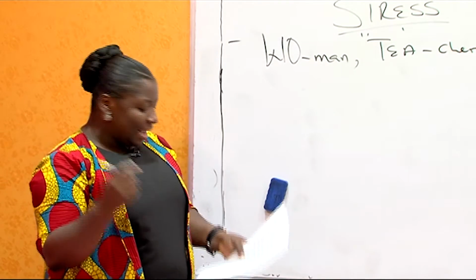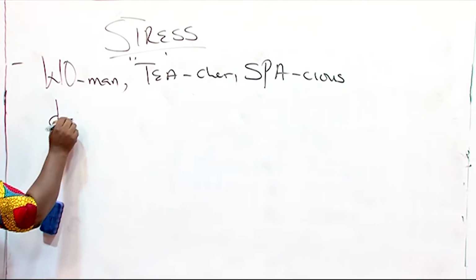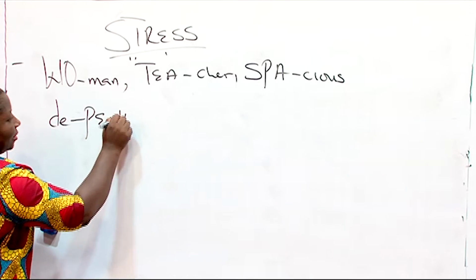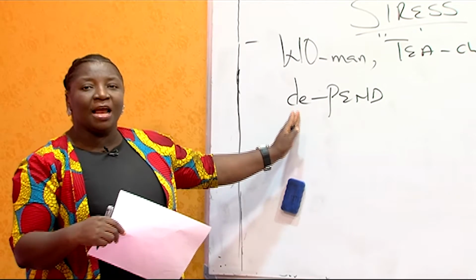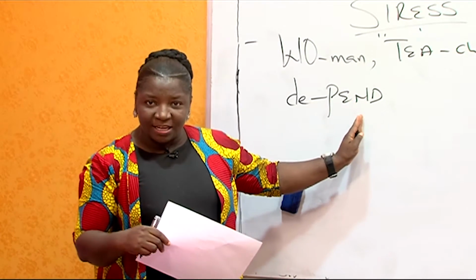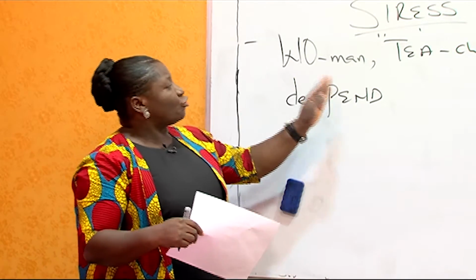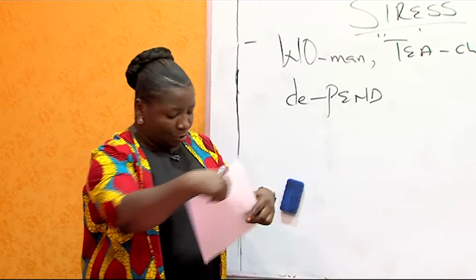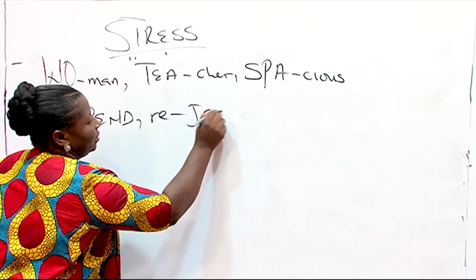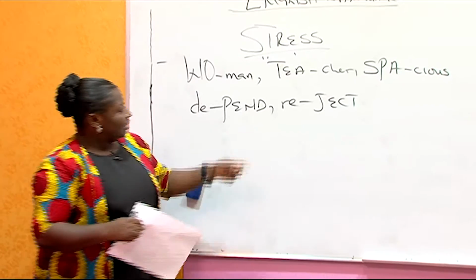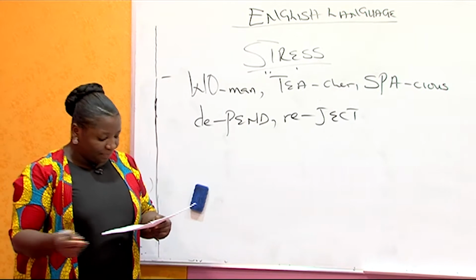Then let's also see how we can stress a word of two syllables that is a verb. Example, the word depend. As you can see, the stress has moved from the first syllable into the second syllable, just in line with the earlier explanation I gave about stressing a noun and a verb. Two, we have the word reject. In reject, it is the second syllable that actually receives the primary stress.